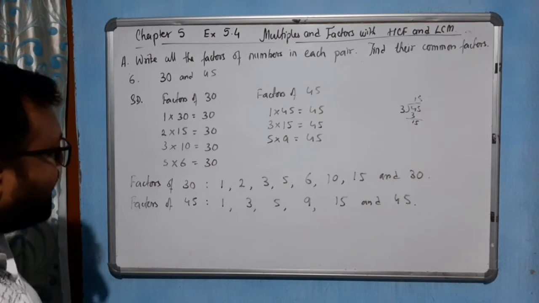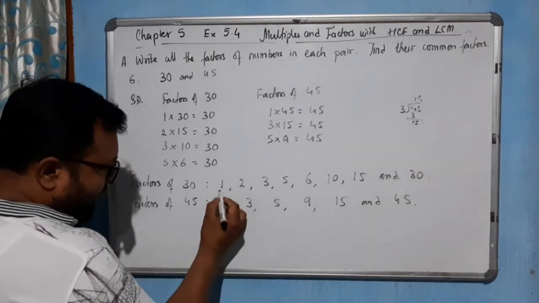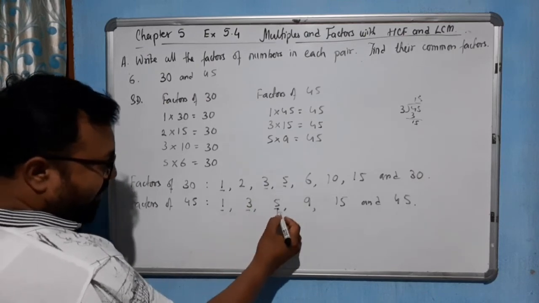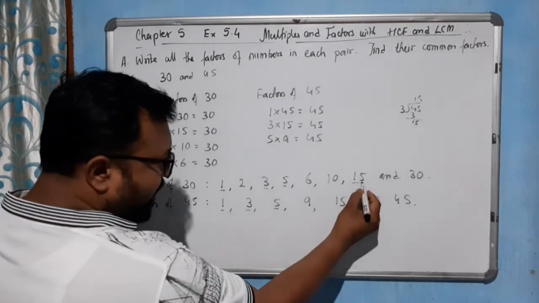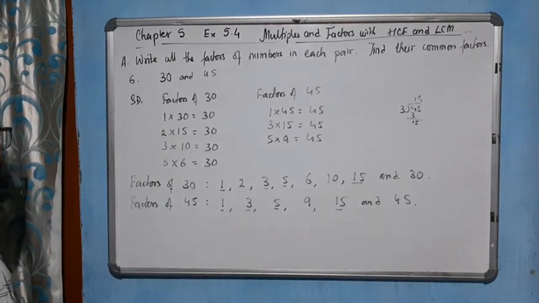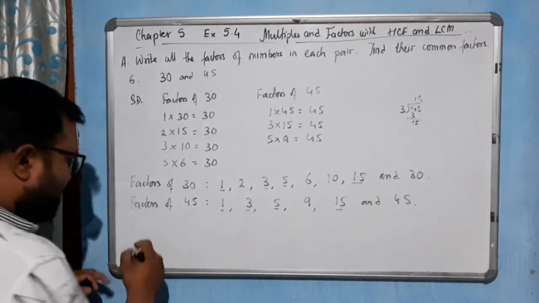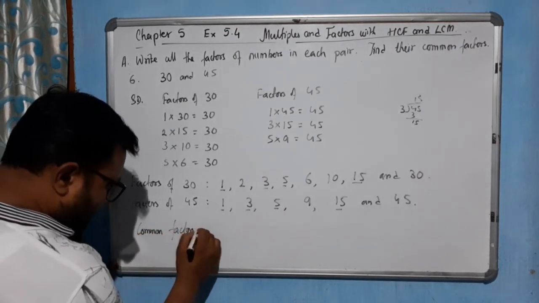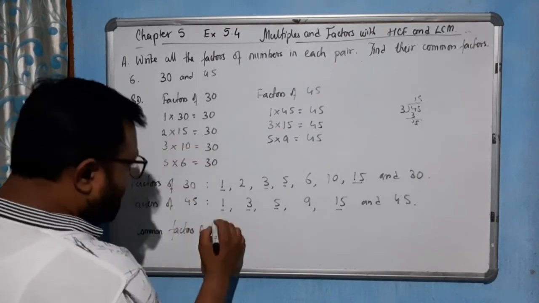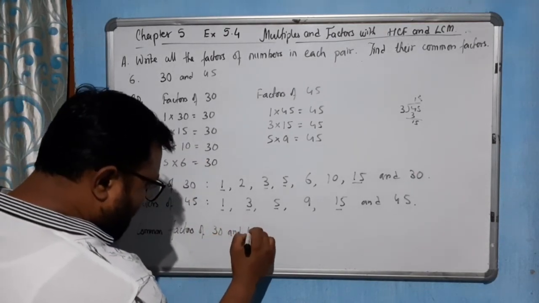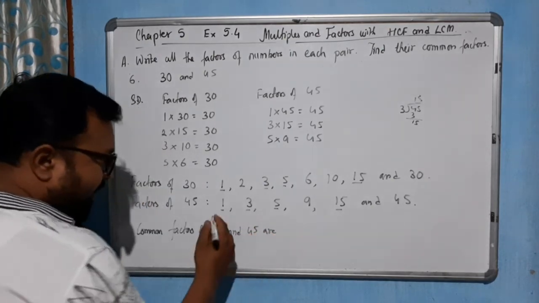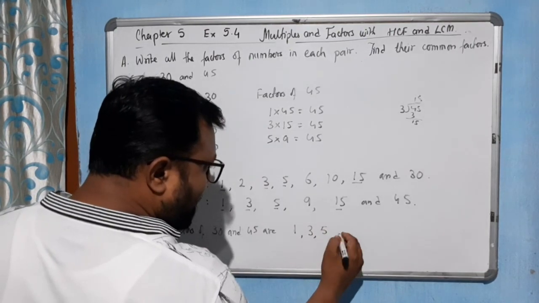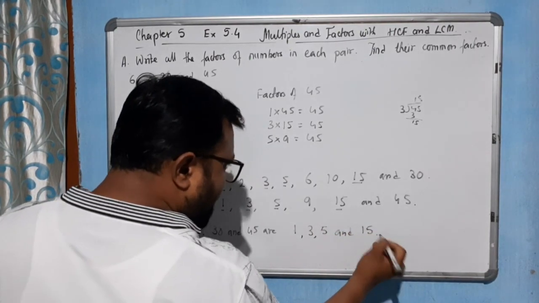Here you can see this number 1, 1, 3, 3, 5, 5, 15, 15. See, 4 common factors we are getting right now. So, common factors of 30 and 45 are 1, 3, 5 and 15.